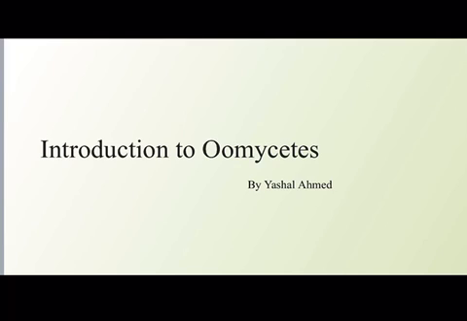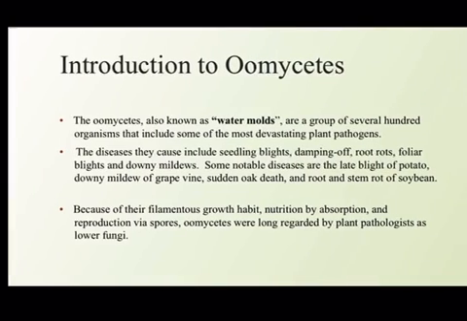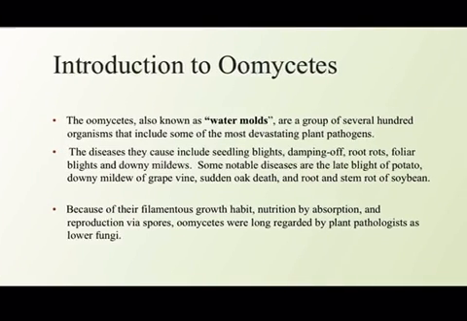Today the topic of my presentation is Introduction to Oomycetes. Basically, oomycetes are filamentous organisms that include some of the biggest threats to global food security and natural ecosystems. They are also known as water molds, a group of several hundred organisms that include some of the most devastating plant pathogens. The diseases they cause include seedling blights, damping off, root rots, foliar blights, and the downy mildews. Some notable diseases are the late blight of potato, downy mildew of grapevine, sudden oak death, and the stem rot of soybean.